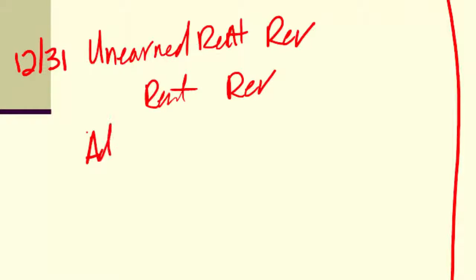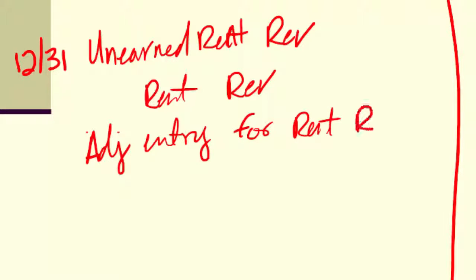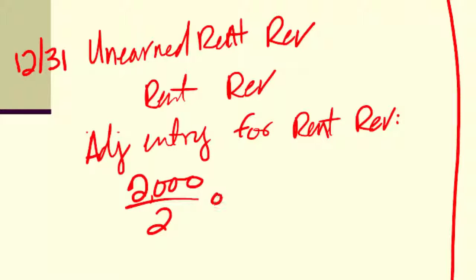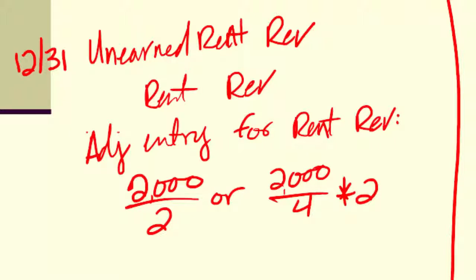How much? Well, adjusting entry for rent revenue. $2,000, and you can just divide it by 2, or you could take the $2,000 divided by 4 months times the 2 months that have passed. Either way, we end up with $1,000. So that's one option.